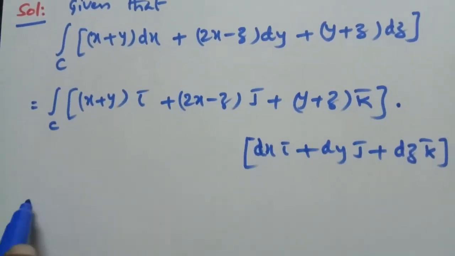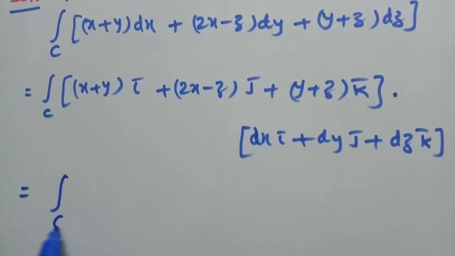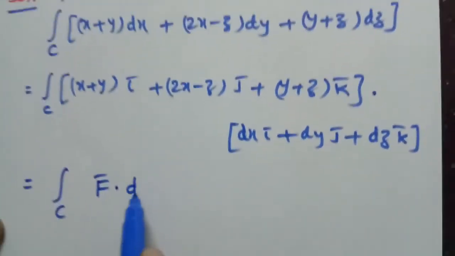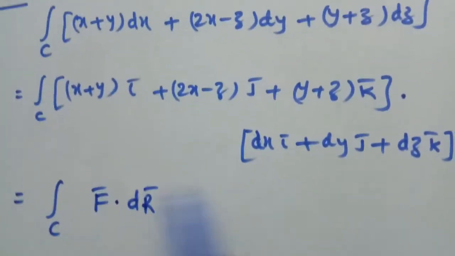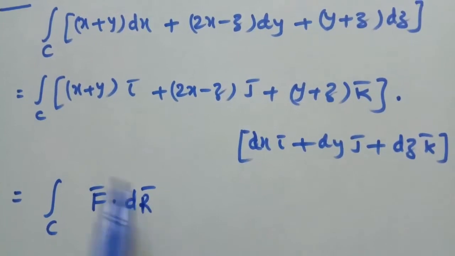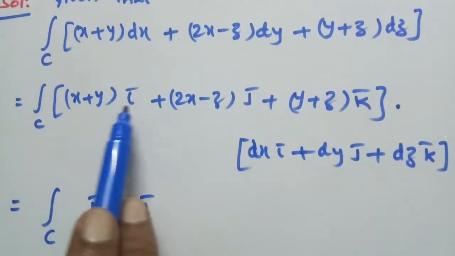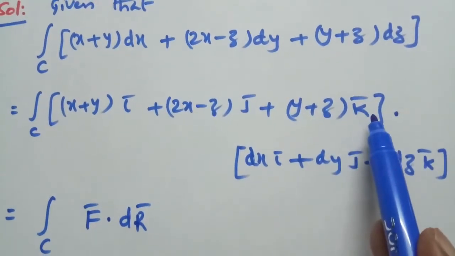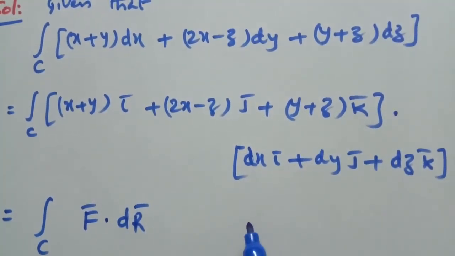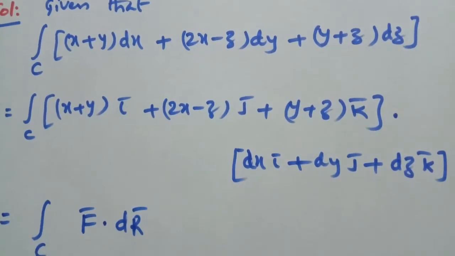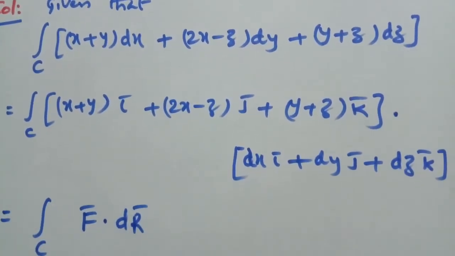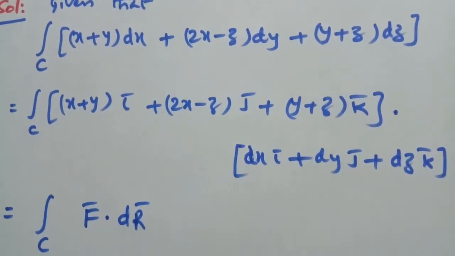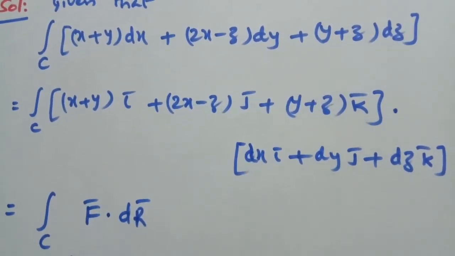Therefore, this can be written as the integral over C of f bar dot dr bar, where f bar is equal to (x plus y) i bar plus (2x minus z) j bar plus (y plus z) k bar. Therefore, by Stokes theorem, this is equal to the integral over S of curl f bar dot n cap. So we have to evaluate this integration.